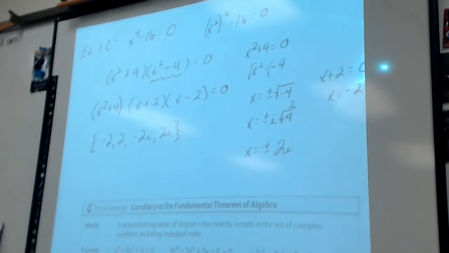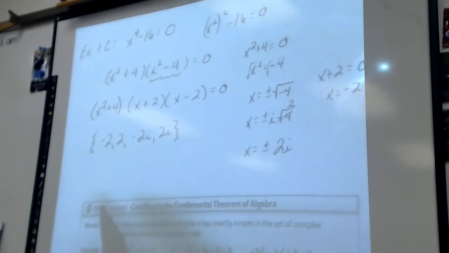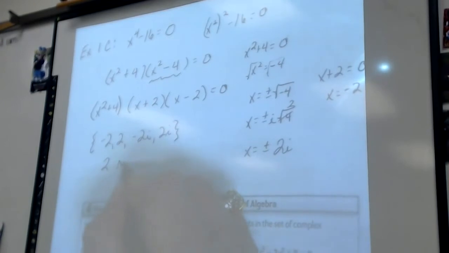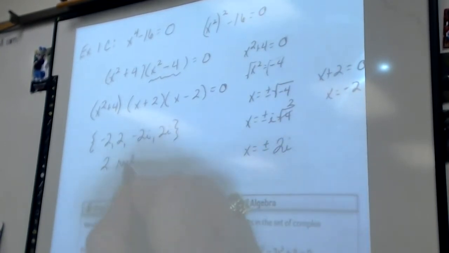So now we have to tell how many and what kind of each. Or find what kind and then tell how many of that kind. So do we have any real solutions? Negative 2 and 2 are real, aren't they? All right, so we have 2 real. And then what about negative 2i and positive 2i? They're what? Imaginary.